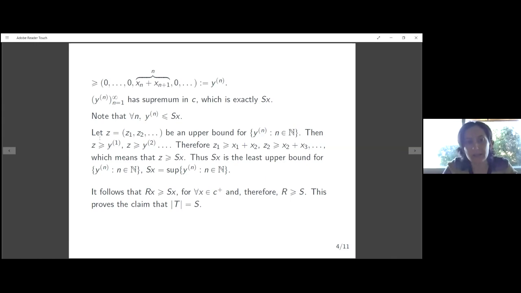And then this z is greater than or equal to each of the yn's. So because, for example, z is greater than y1, z1 is greater than x1 plus x2, which is the first coordinate of y1. Because z is greater than or equal to y2, z2 is greater than or equal to the second coordinate of y2, etc. Because z, for example, is greater than or equal to yn, then zn will be greater than or equal to the nth coordinate of yn. But these inequalities just give that all coordinates of z are greater than or equal to each coordinate of Sx. So z is greater than or equal to Sx. Sx is the supremum of the set of yn's.